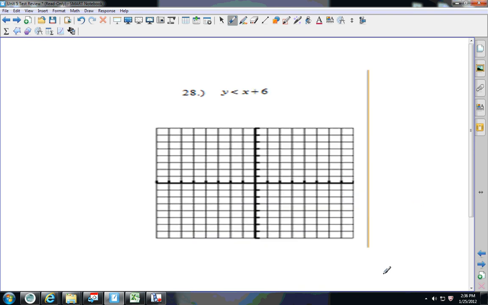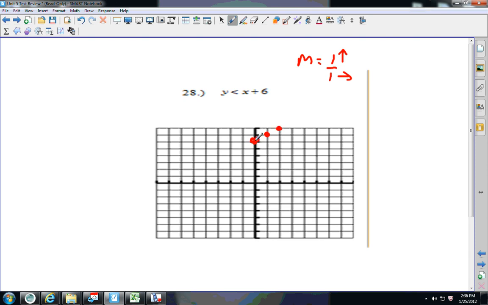Number 28. It's already set up for us. I'm going to plot the y-intercept at 6. 1, 2, 3, 4, 5, 6. Now, what is the slope? It just has an x. Well, that means that my slope is 1. That's a positive 1. Up 1 to the right 1. So I'll start on my y-intercept. Up 1 to the right 1 and put a dot. Up 1 to the right 1.